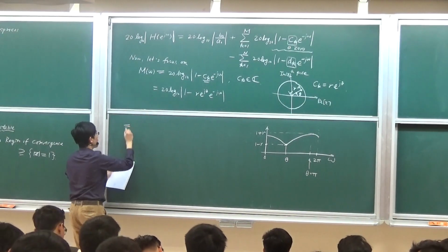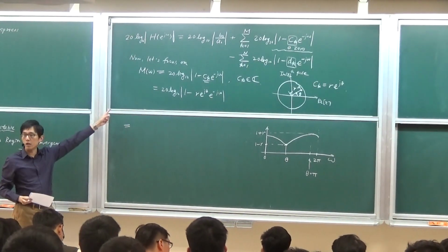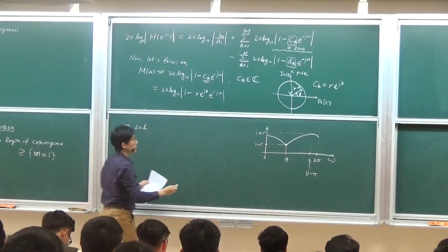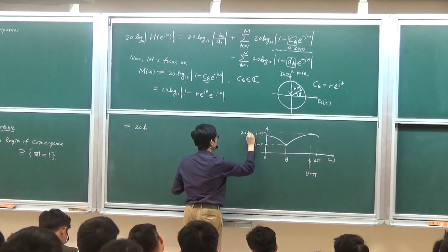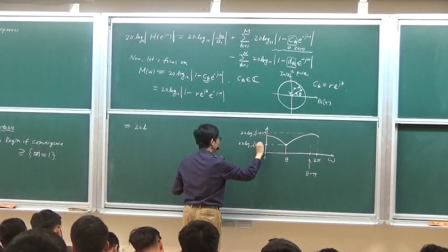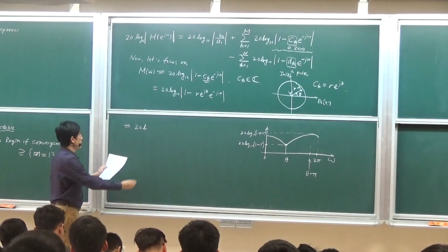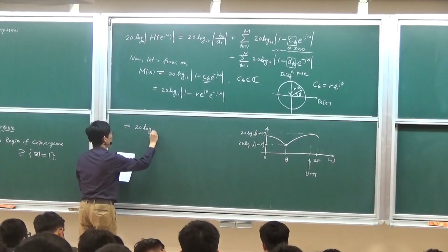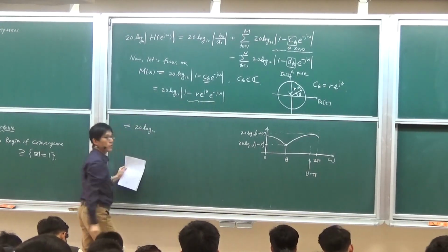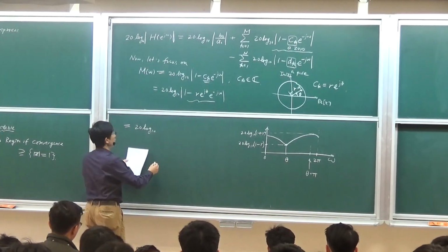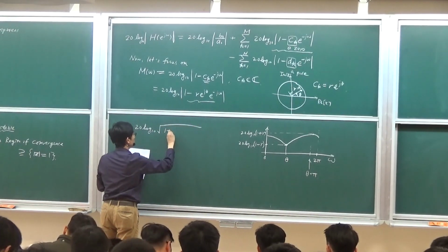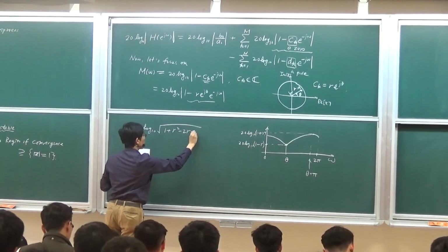So let's continue working on M of omega. One way is to show that this is not actually that hard. Oh, I'm sorry, this is 20 log 10. So let's continue working on M of omega a little bit. We'll see that this expression here, if you work it out, you can show that it's equal to 1 plus r squared minus 2r cosine theta.